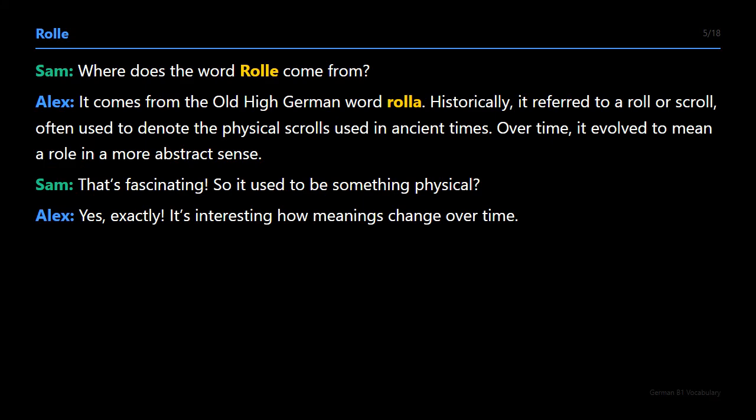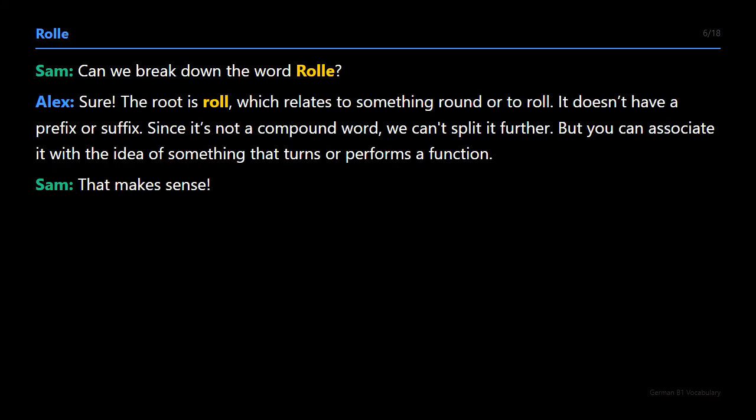Can we break down the word Rolle? Sure. The root is Roll, which relates to something round or to roll. It doesn't have a prefix or suffix. Since it's not a compound word, we can't split it further. But you can associate it with the idea of something that turns or performs a function. That makes sense.